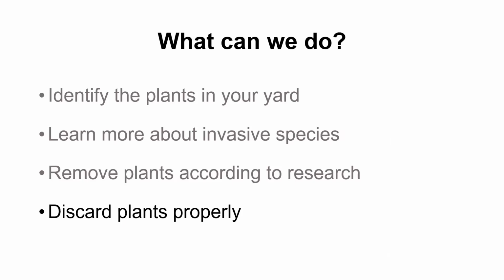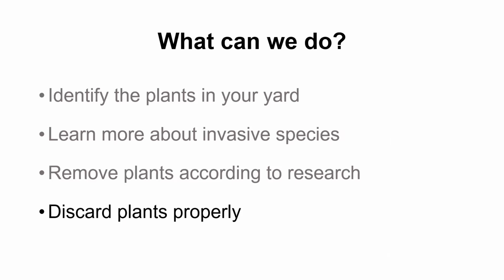Then once you've killed the plant, you want to discard the plant properly. So if you cut down lots of Japanese knotweed and you just let it sit there, especially if it's near water, it could wash away and sprout other places. Our recommendation usually is to put things in black plastic garbage bags and throw them in the garbage and send them to the landfill. We don't recommend composting them because a lot of things do sprout from rhizomes.